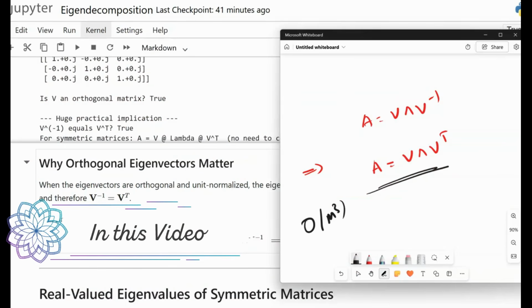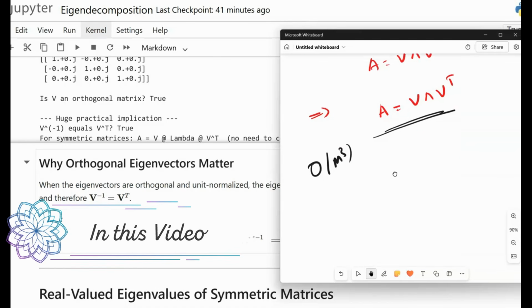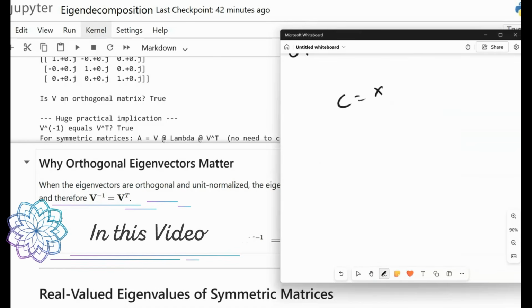A transpose is essentially free. You just swap row and column indices. And here for symmetric matrices, we never need to compute V inverse. We simply use V transpose. This is faster, more stable and more memory efficient. And in data science, the matrices we eigendecompose are almost always covariance matrices, which are symmetric by definition, as like kindly just observe C, which is equal to X transpose multiplied by X. So this simplification applies to virtually every PCA computation you will ever run.